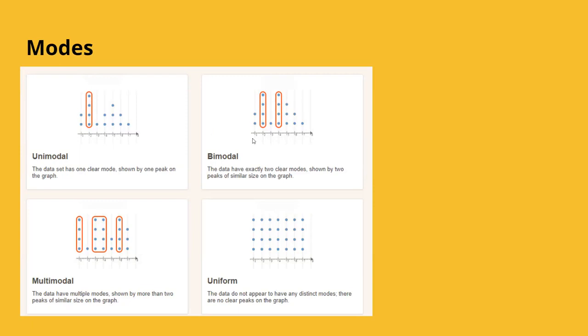Now bimodal, well, that's what it sounds like. There's 2. So there's 2 and 4, they're both modes. Multimodal, that's like just a whole bunch. I mean, it could be 3, it could be 6, could be 36, whatever. And then uniform, it's like, what the heck? Seems like they're all the same pretty much. So there's no distinct modes. So there you go. That looks all the same.